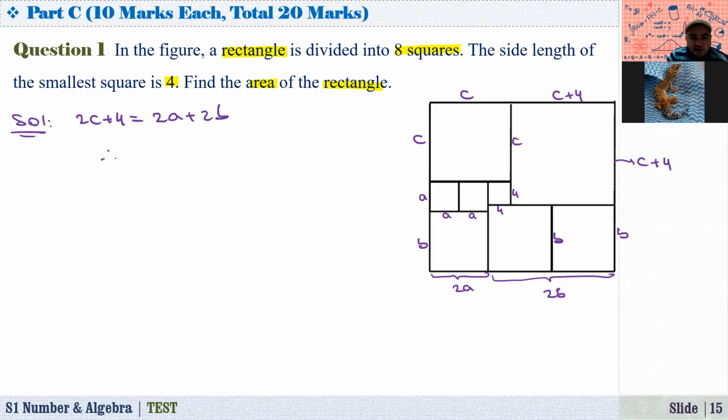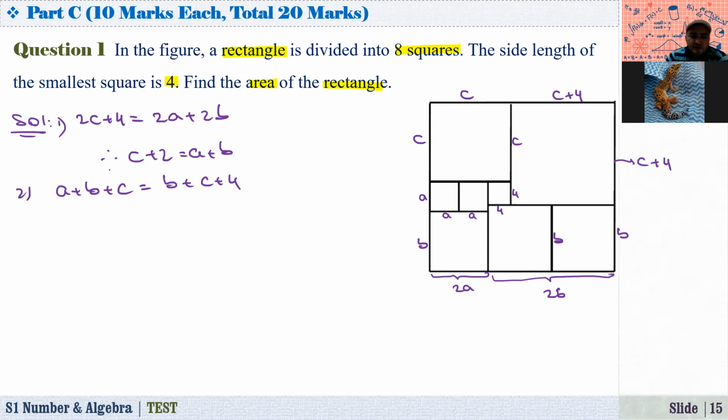Right, from here, if you divide both sides by 2, we have C plus 2 is equal to A plus B. What we are going to find here is actually the area, right? Anyway, the second step is left side is equal to right side. Left side is A plus B plus C. The right-hand side is B plus C plus 4.